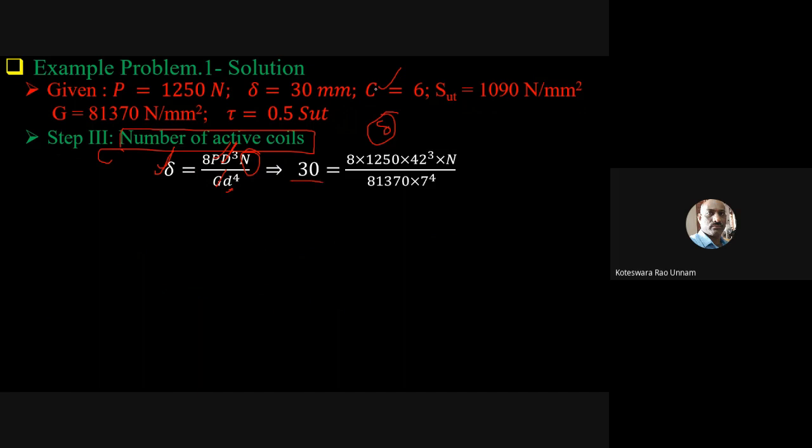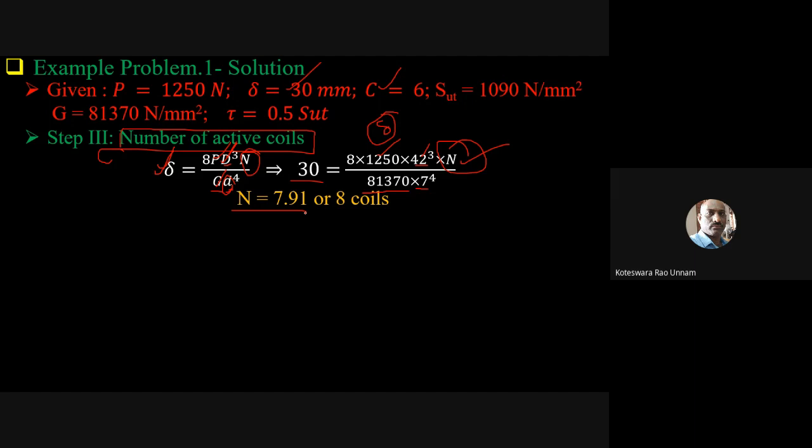Delta is given as 30 in the problem, P is 1250, and capital D we just determined as 42 mm, and of course n is unknown. Shear modulus G is given as 81370 Newton per mm square, and wire diameter we computed as 7 mm. Now if you substitute all the data and simplify, you will get your number of active coils n. If you calculate, it comes out as 7.91.